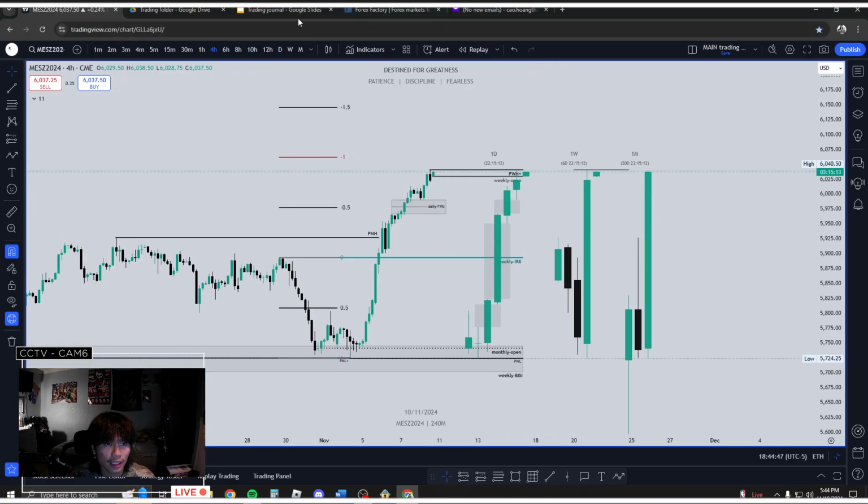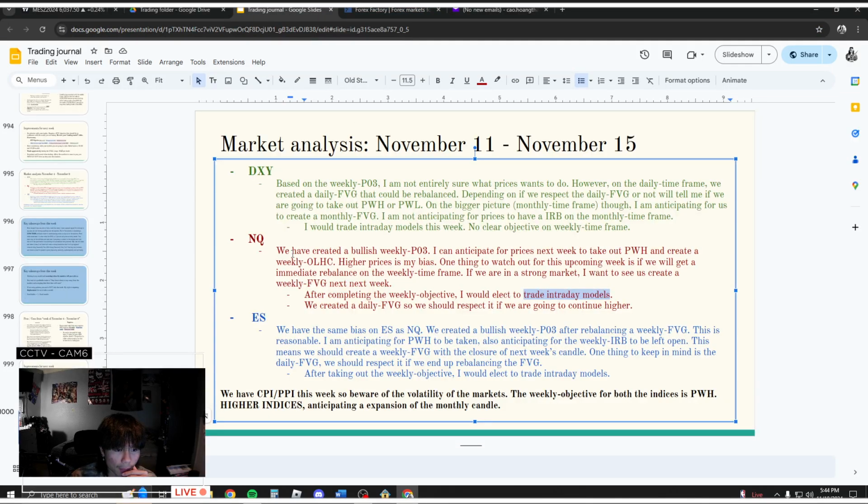So is there anything I'm missing? Higher prices on NQ, higher prices on ES. I'm neutral on the dollar. However, if NQ and ES are trading higher, the dollar should be trading lower. You want to be trading whenever those two markets are trading inversely with each other.